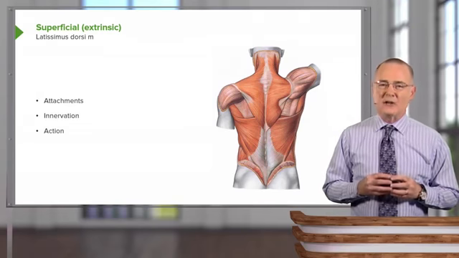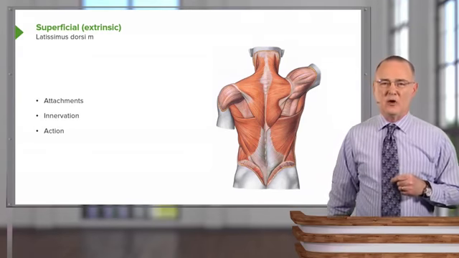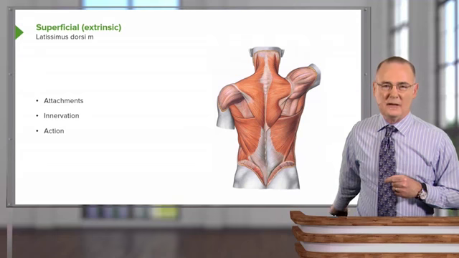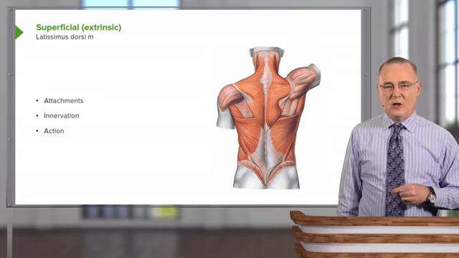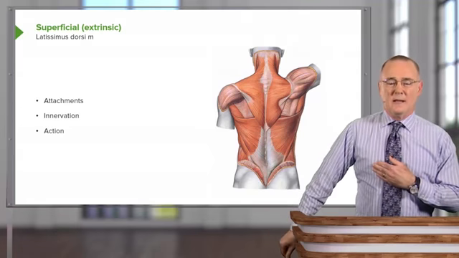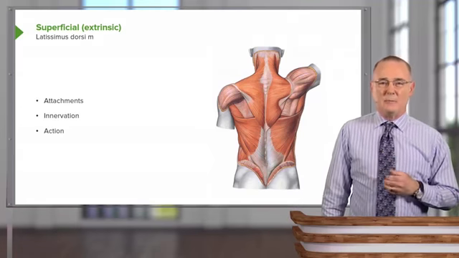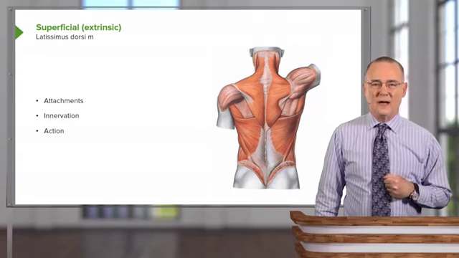and the actions produced by the latissimus would be several. One action would be to extend the humerus, pull it posteriorly. It's also a very powerful adductor of the humerus, so it would pull it toward the midline, an action shared with the pectoralis major, for example.